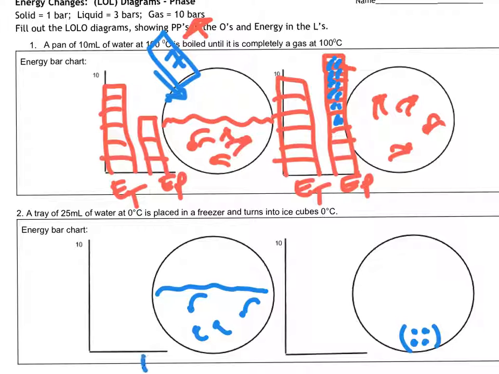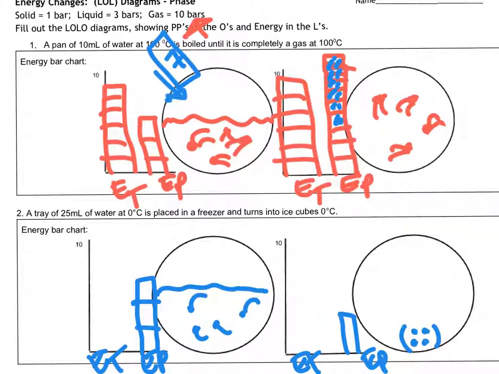Let me go ahead and label our phase energy and our thermal energy. Our EP started as a liquid, and so it started out as 3 bars, and in the end, it was only 1 bar. Our thermal, we started at 0 degrees. I'm going to use half a bar, that's kind of half a bar or a bar for 0 degrees. And the thermal hasn't changed, so it'll be like half a bar or a bar.